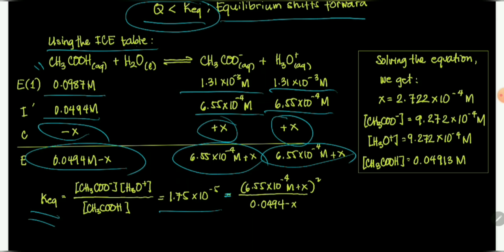So, this is equal to 6.55 times 10 to the negative 4 molar plus X, squared, because there are two of them, over the 0.0494 minus X for the acetic acid equilibrium concentration. So, solving the equation, we will get X equal to 2.722 times 10 to the negative 4 molar. So, solving for the concentration of acetate and hydronium, we will get 9.272 times 10 to the negative 4. For the acetic acid concentration, we will get 0.04913 molar acetic acid.